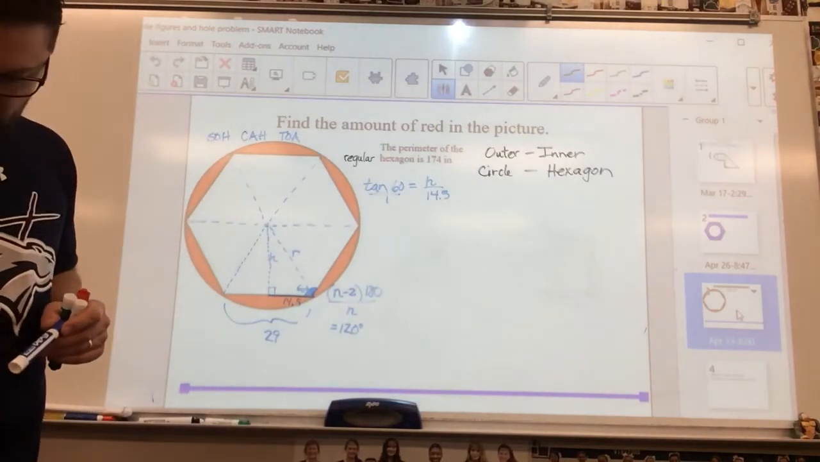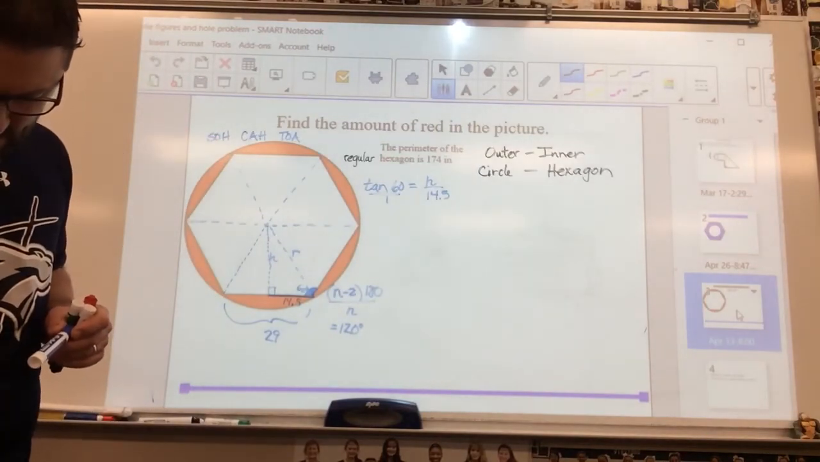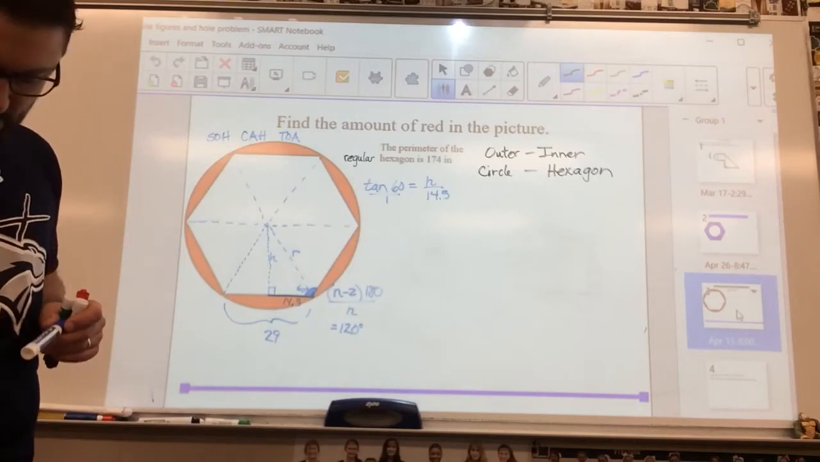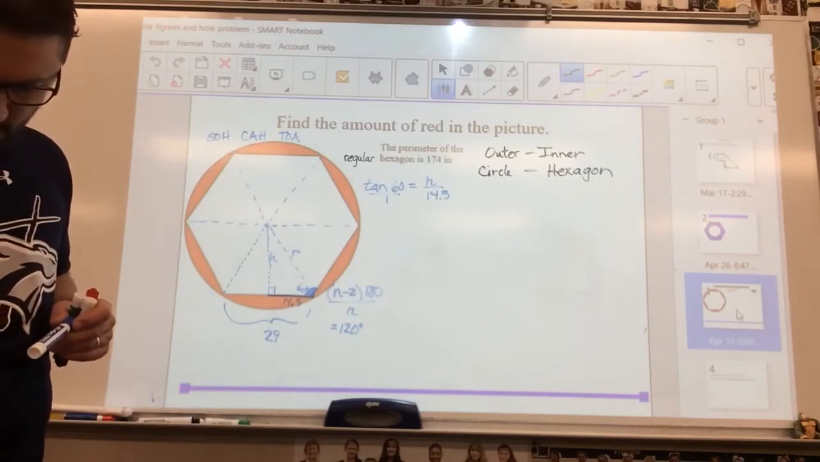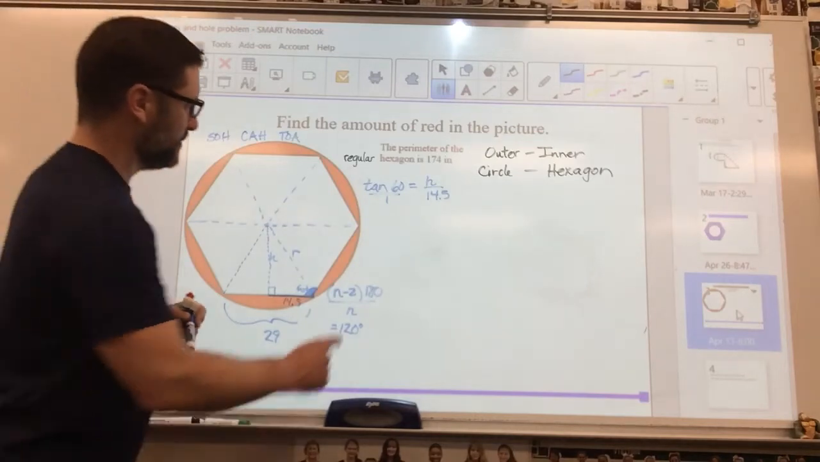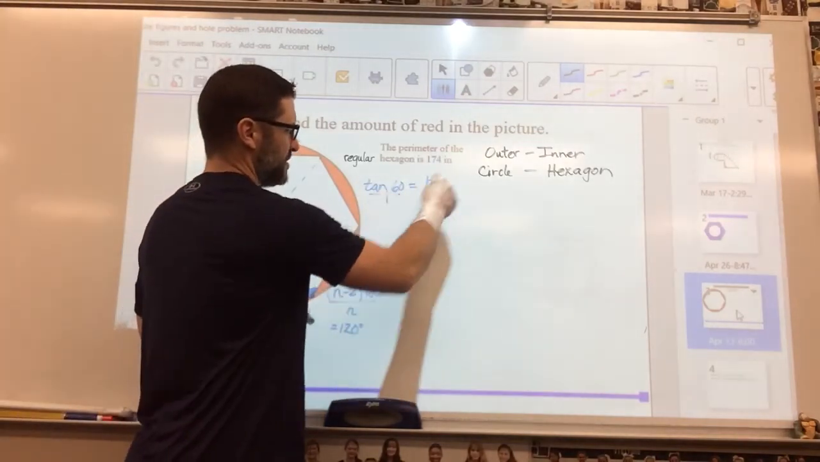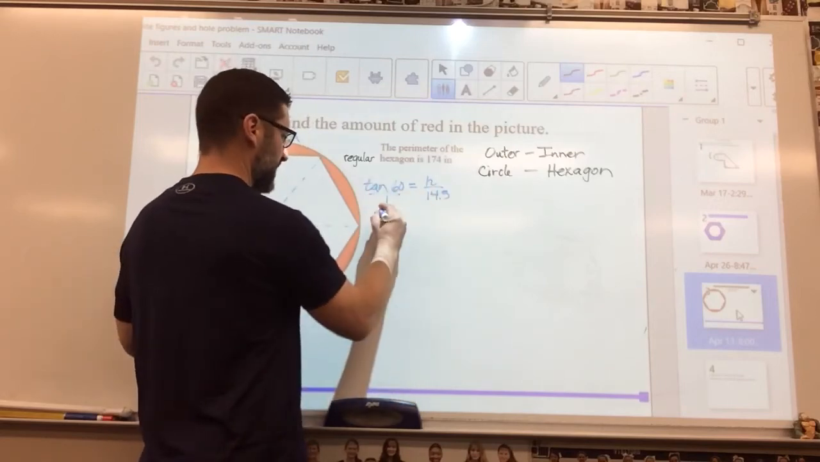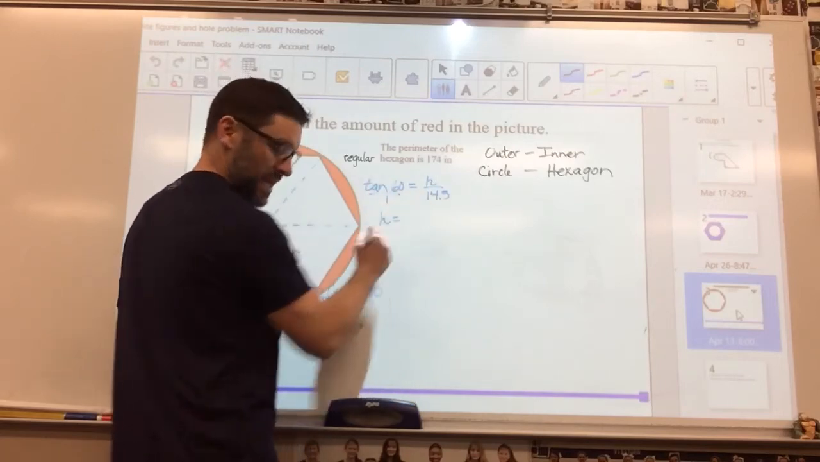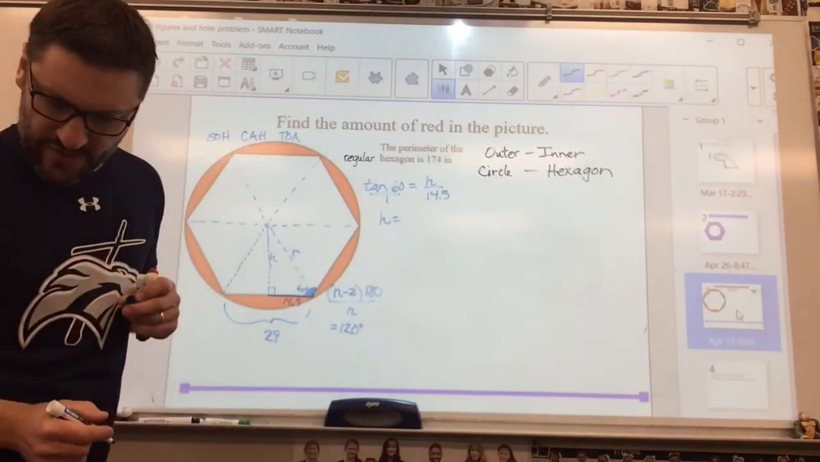So here we go. The tangent of 60, when I cross multiply, I'm going to multiply that by 14.5. What I did was 1 times h equals tangent of 60 times 14.5, and that's going to give me my h value. I got an h value of 25.1.